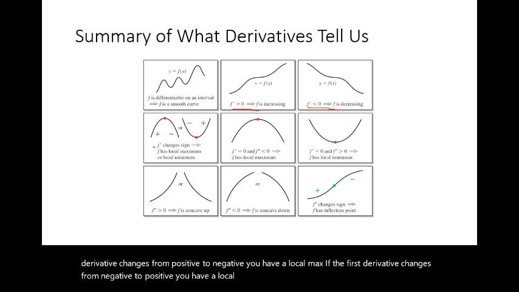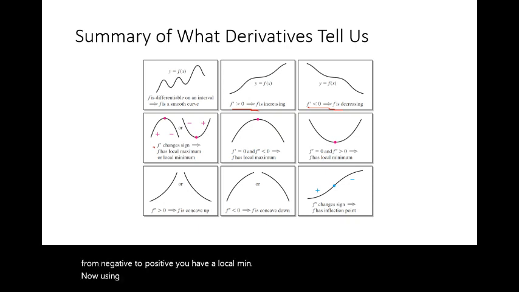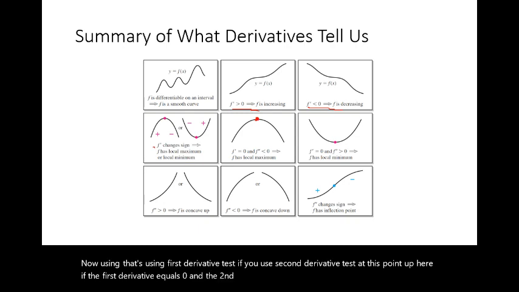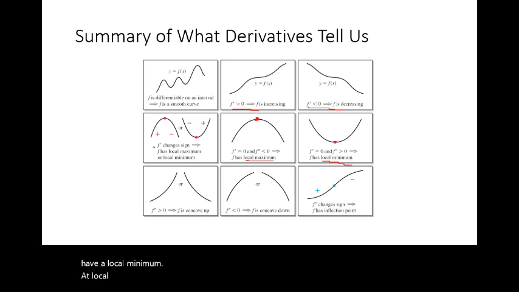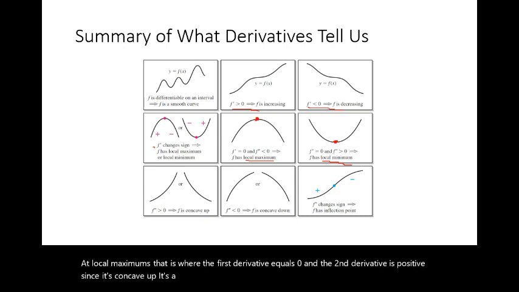Now, that's using the first derivative test. If you use the second derivative test, at this point up here, if the first derivative equals 0 and the second derivative is negative, meaning this is concave down, we have a local maximum. At a local minimum, the first derivative equals 0 and the second derivative is positive. Since it's concave up, it's a local minimum.